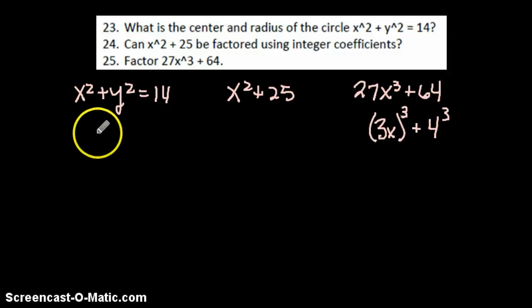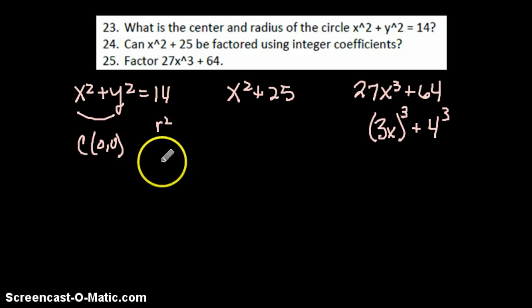All right, here's a question. What is the center and radius of the circle? Remember, this is the formula for the center at the origin. The origin is 0, 0. Now remember, this is r squared. So if r squared equals 14, then r has to equal the square root of 14.